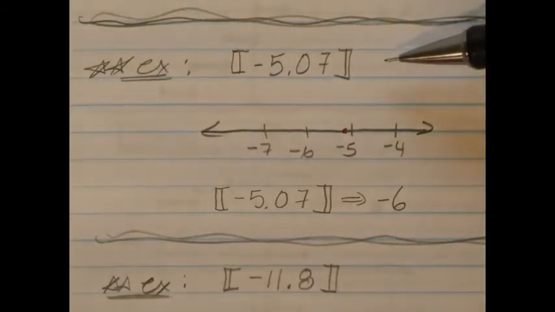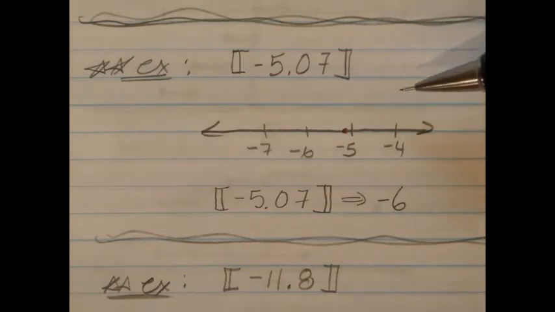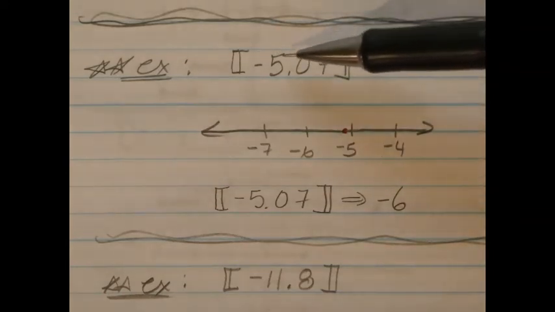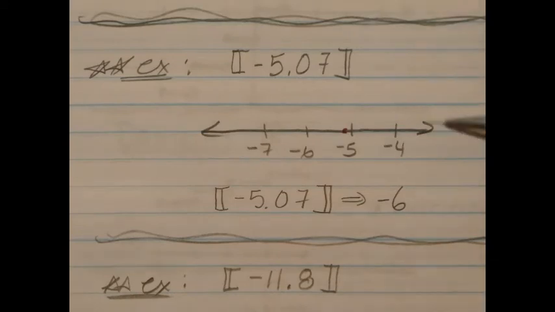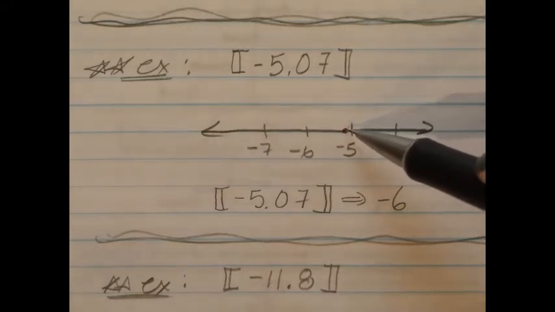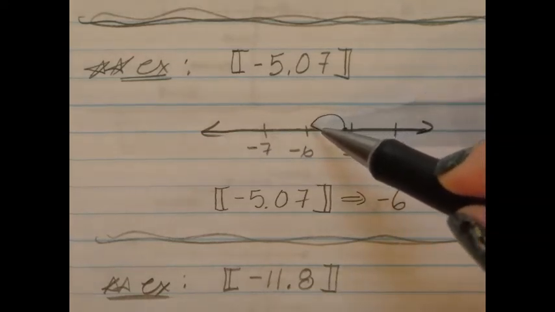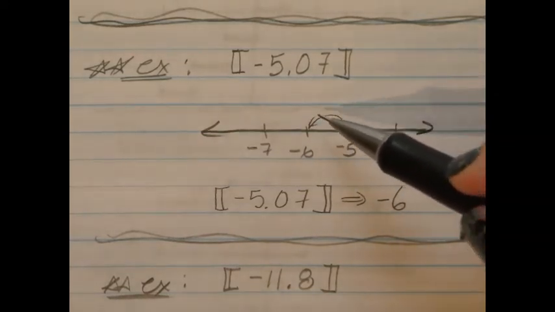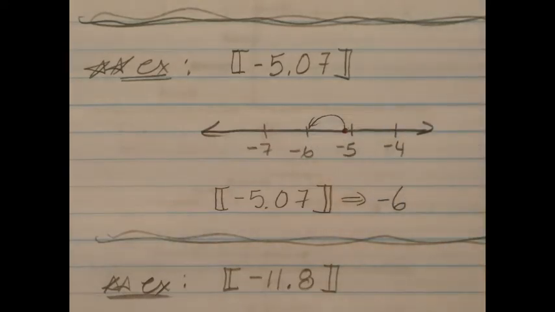I want to emphasize the negatives because the negatives seem to be the hardest thing when I teach this for students. So I have negative 5.07. It's really, really close to negative 5. Again, what we're trying to do is round down. It didn't touch negative 5. It's close, but again, this is rounding down. So we round always to the left whenever we do this function. So our answer is negative 6.